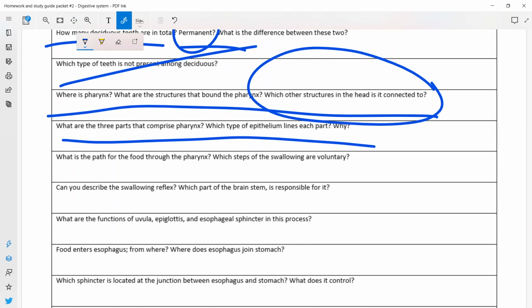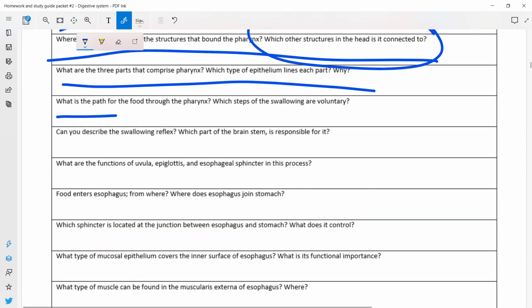Remember, nasopharynx, pseudostratified columnar; laryngopharynx, stratified squamous. Same goes for oropharynx. Path for the food through the pharynx: mouth, oropharynx, laryngopharynx. Only the initial swallowing, moving from the mouth into the oropharynx, is a voluntary step.